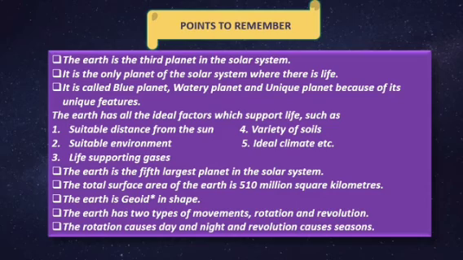The Earth is the fifth largest planet in the solar system. The total surface area of the Earth is 510 million square kilometers. The Earth is geoid in shape. The Earth has two types of movements, rotation and revolution. The rotation causes day and night, and revolution causes seasons.